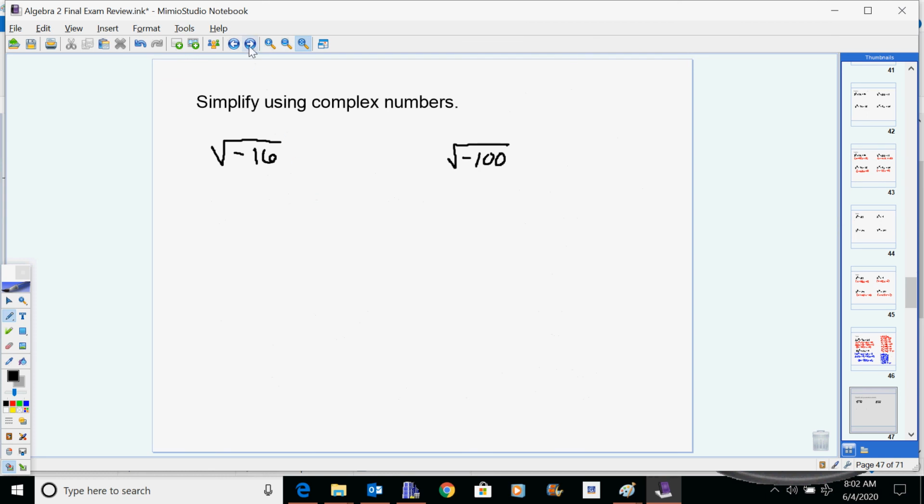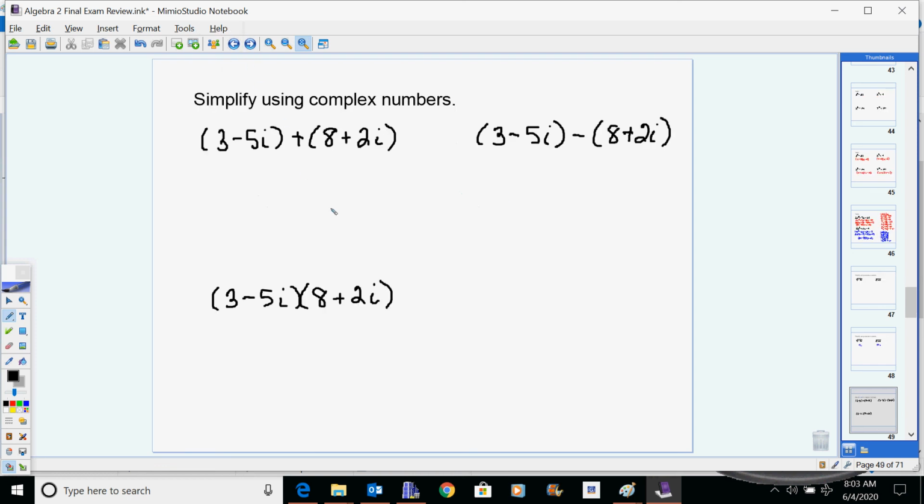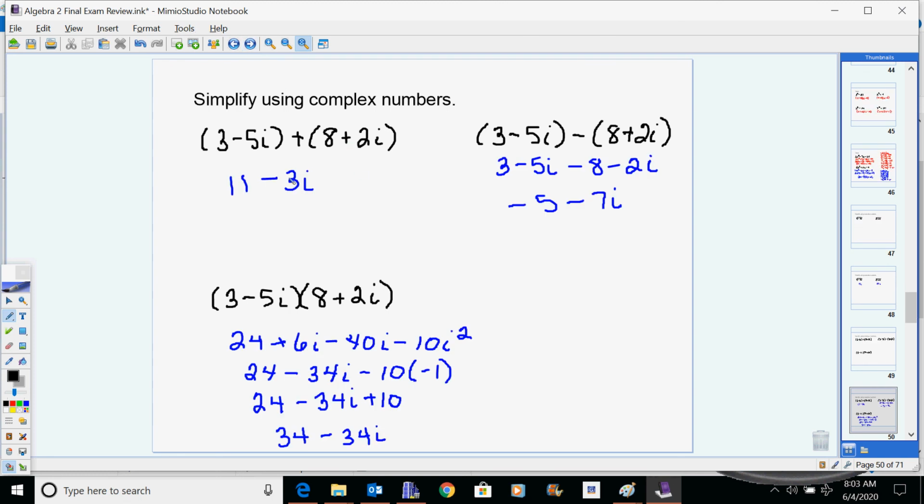When you have complex numbers, it's when you get square roots of negatives. So the nice easy ones are just where you've got perfect squares and a negative. So square root of 16 is 4 imaginaries, and square root of 100 is 10 imaginaries, and just move on from that. When you're simplifying using complex numbers, if you're adding or subtracting, think of that i as just being a variable and go ahead and put them together like terms.